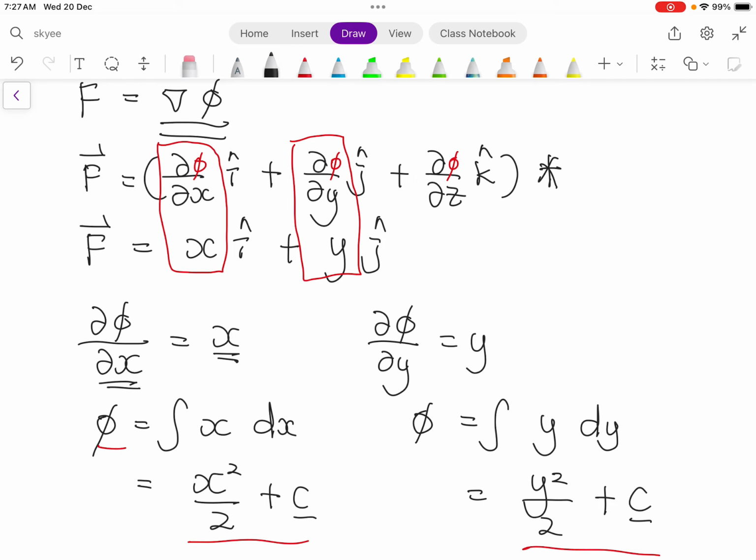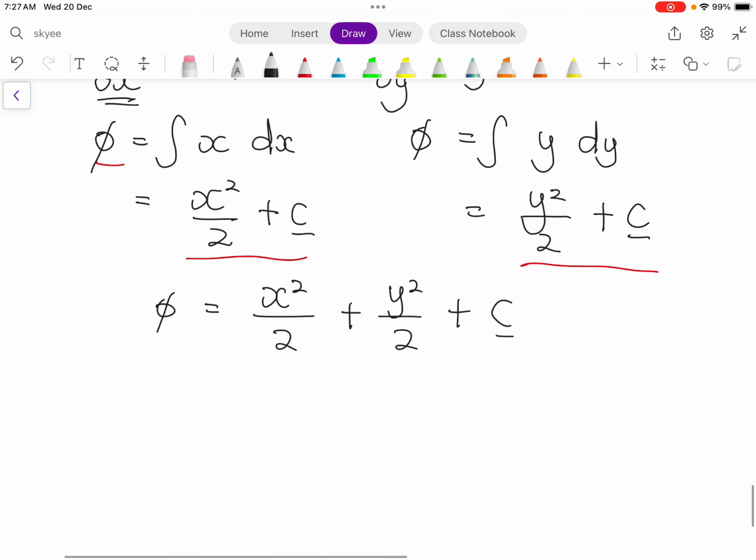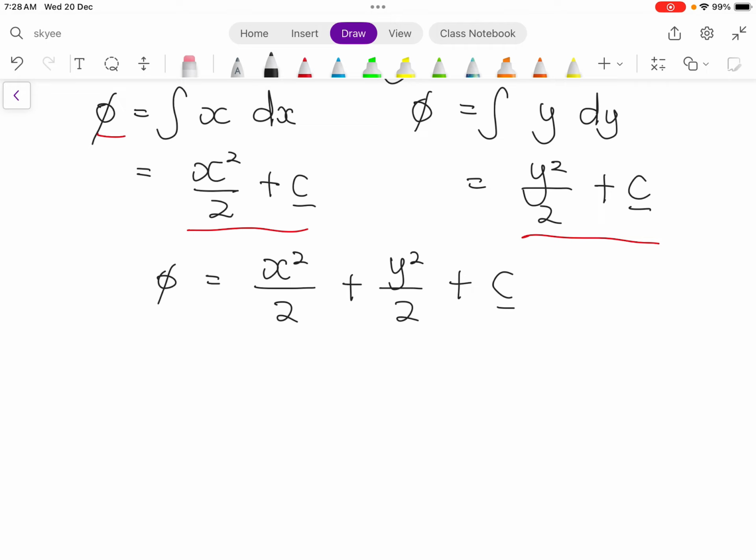Okay, you can try and you will get this thing. You can try yourself. Okay, we look at part B. B is to find the work done based on the potential functions. You can find the work done based on the potential functions.